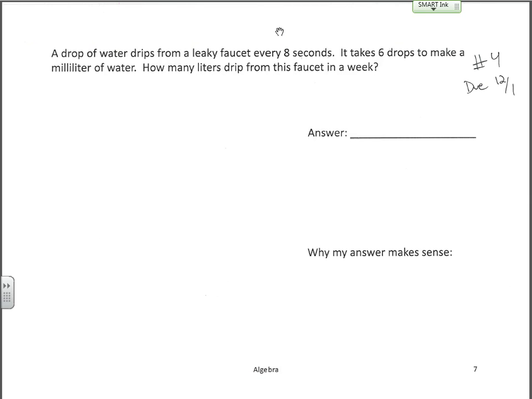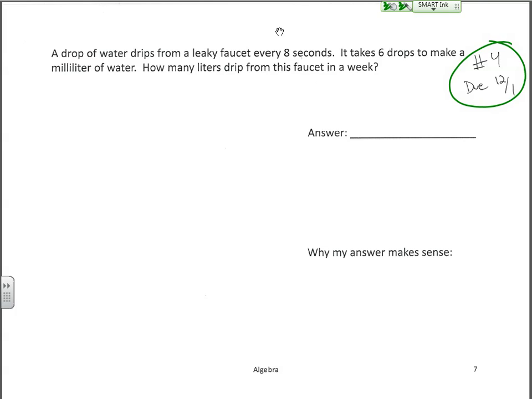Good day, Algebra. We are going over math packet number 4, tips and tricks that will help you make it through. This is due December 1st. The end of the try is December 3rd. There's not a lot of cushion if you miss that due date.